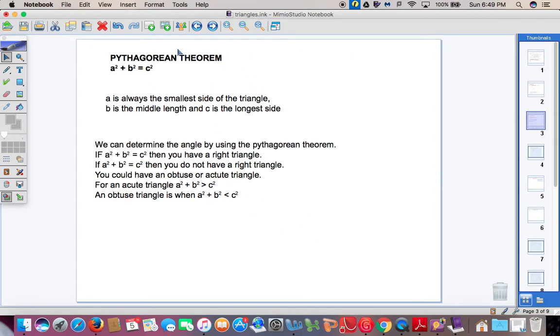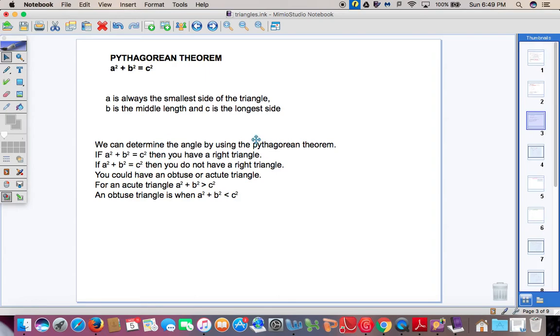So the Pythagorean theorem, one more time, is a squared plus b squared equals c squared. A will always be your smallest side of the triangle, b is the middle length, and c is going to be your longest side. If we're talking about an actual right triangle, a and b make up the legs of the triangle, and c is the hypotenuse, always.